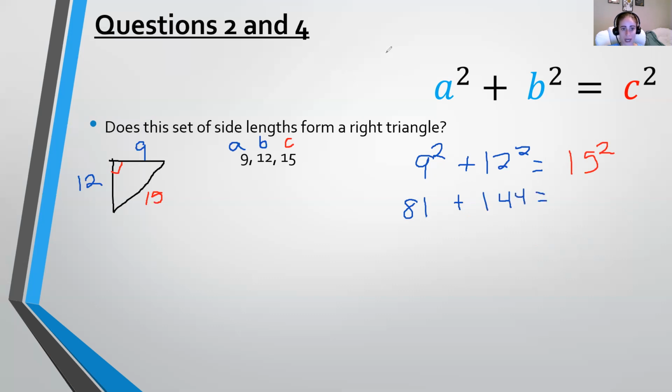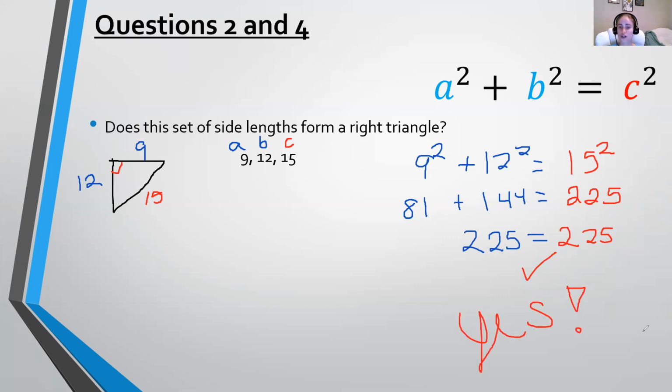And then 15 squared is one I don't have memorized. So 15 times 15 is 225. Next step is to simplify by adding our two legs together. 81 plus 144 is 225. Is that equal to our c squared, our hypotenuse squared? Yes, this one checks out, which means these three sides do in fact form a right triangle, because it did work with the Pythagorean theorem, which means yes, this is in fact a right triangle.